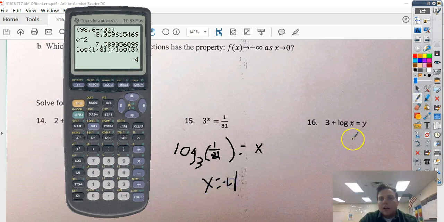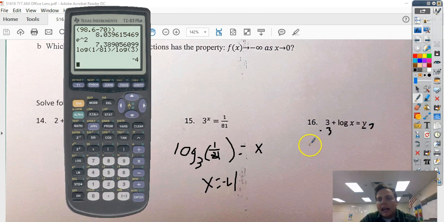All right, last but not least is number 16. Now look, we have 2 variables for number 16. But what were the instructions? To solve for x. That means we need to get x by itself. So I'm going to move everything to one side and get x by itself. So we have 3 plus log x equals y. So x is trapped by the log. So first I have to solve for the log. So I subtract 3 from both sides.